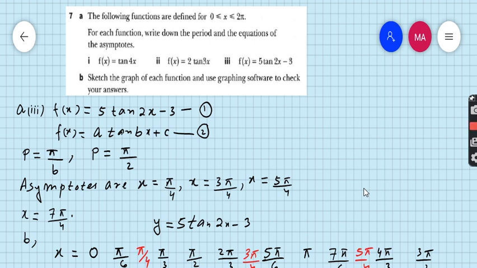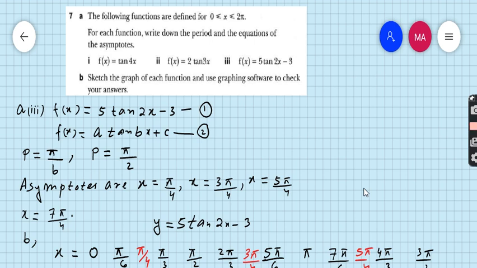Question number 7 is: the following functions are defined for 0 to 2 pi. So this is the domain. This is very important information. For each function, write down the period and the equation of the asymptotes. So part 3 is f(x) is equal to 5 tan 2x minus 3. Assign the name of this equation as equation number 1 and compare it with the general equation of tangent function, that is f(x) is equal to a tan bx plus c. Assign the name of this equation as equation number 2.